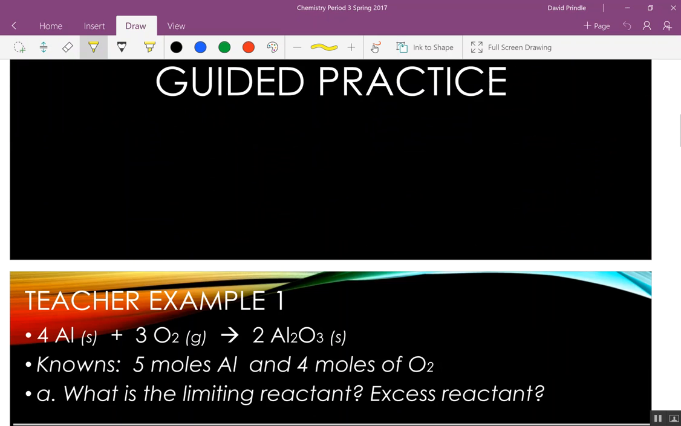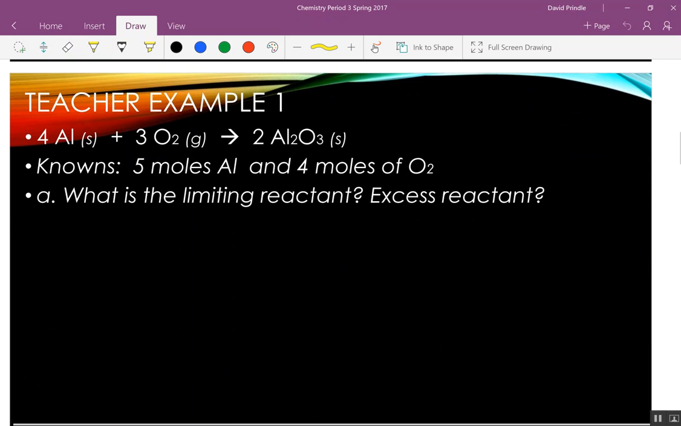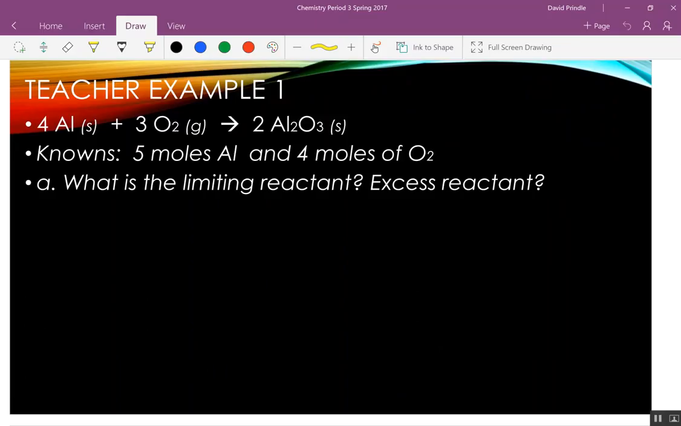Today, we're going to do guided practice. So take the paper that's in the middle of your table and let's get started.